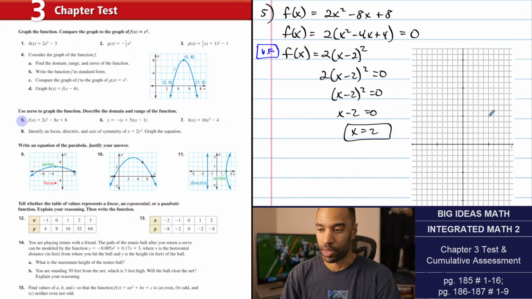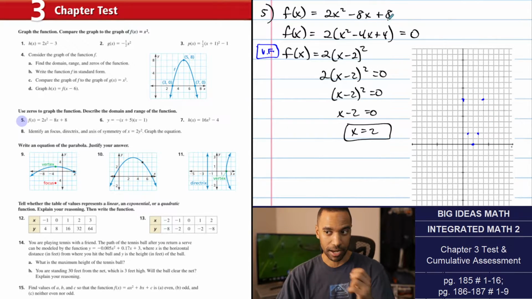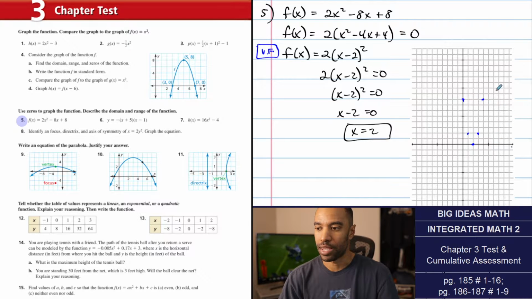let's go ahead and do that. Let's put it at 2, 0, where that vertex is. It's also your 0. It's got a stretch factor of 2, so over 1 up 2, over 2 up 8. That seems to match the y-intercept of 8. And over 3 up 18 if you're doubling 9.